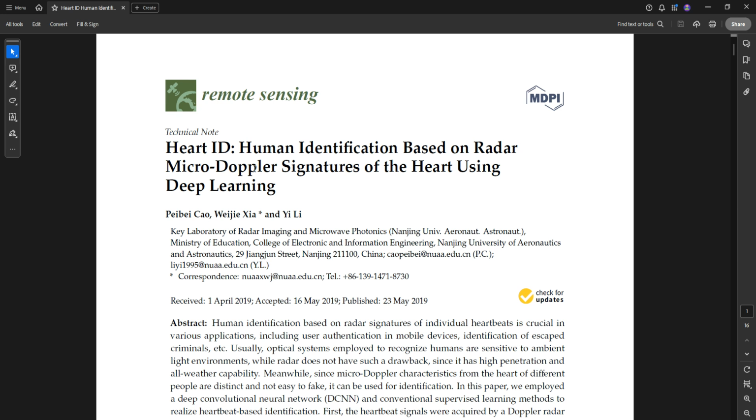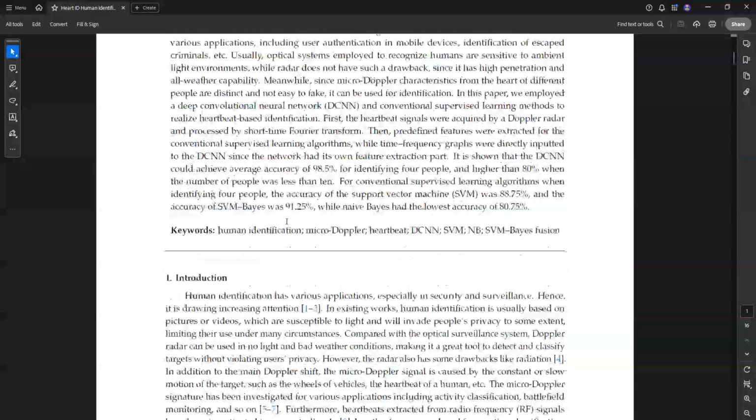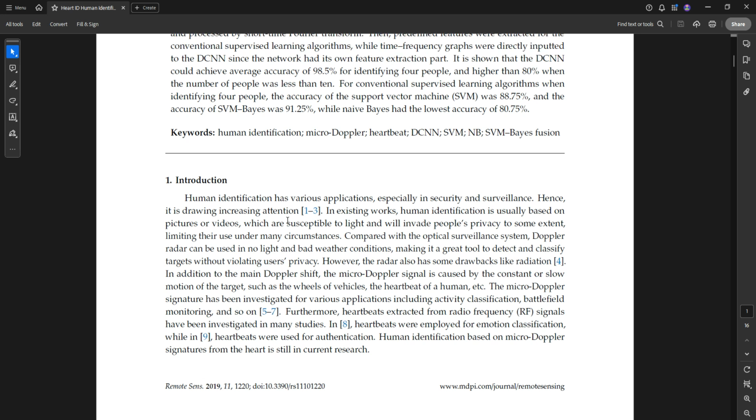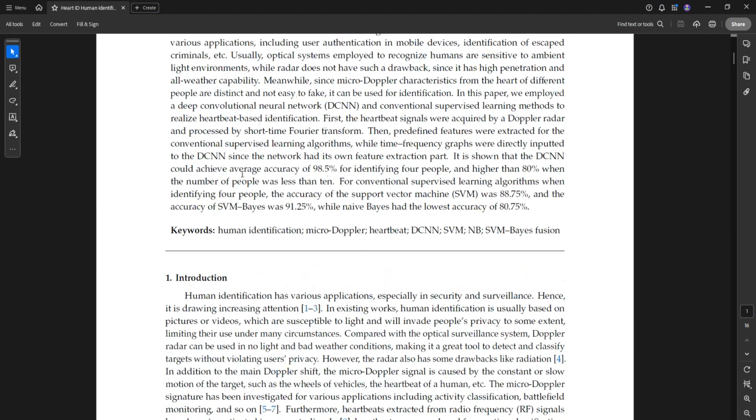This time we're covering a technical note from the Remote Sensing magazine of MDPI titled Heart ID, Human Identification Based on Radar Microdoppler Signatures of the Heart using Deep Learning. Okay, so this work starts by defining the microdoppler phenomenon, give or take, and describing the method.